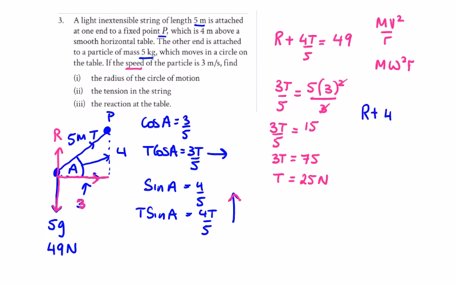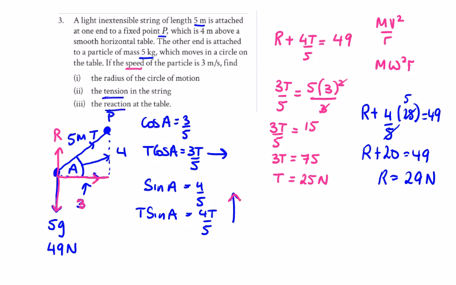R plus 4 over 5 times T, 4 over 5 by 25, will be equal to 49. So 5 into 25 goes 5 times, so R plus 20 is 49 newtons. So R is going to be 29 newtons in this case, the normal reaction at the table. We found the tension in the string, and the radius by Pythagoras is this 3 that we started with here. Maybe show your square root of 5 squared minus 4 squared if you're doing it in an exam, is equal to 3 at the very beginning for question 3.